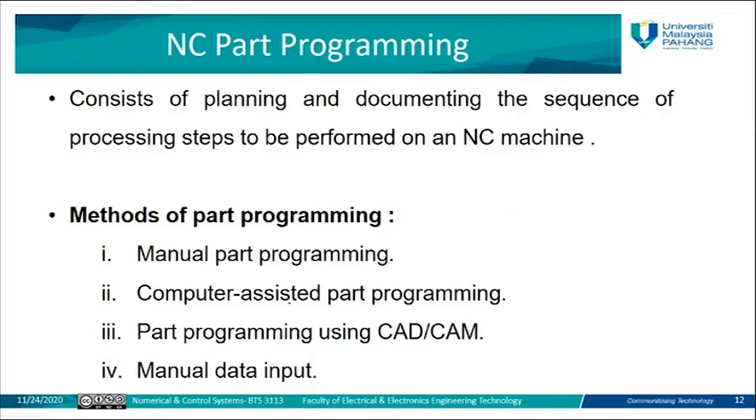The second one is computer assisted part programming. So it's not only the programmer who develops the code, but the computer and some software in the computer will be used to help develop this program or to generate this NC part program. This is the second type.